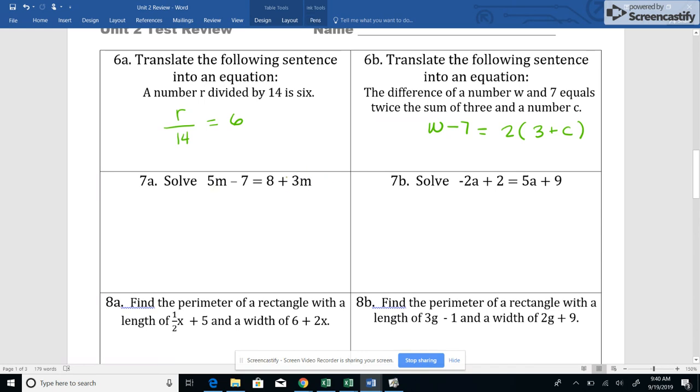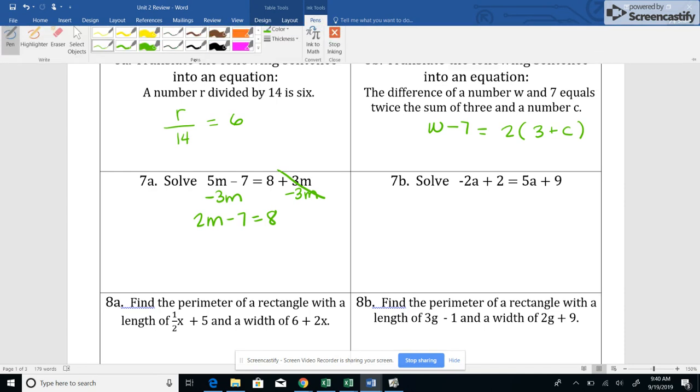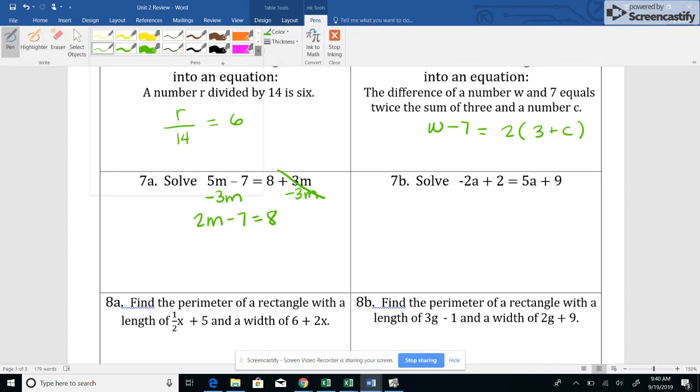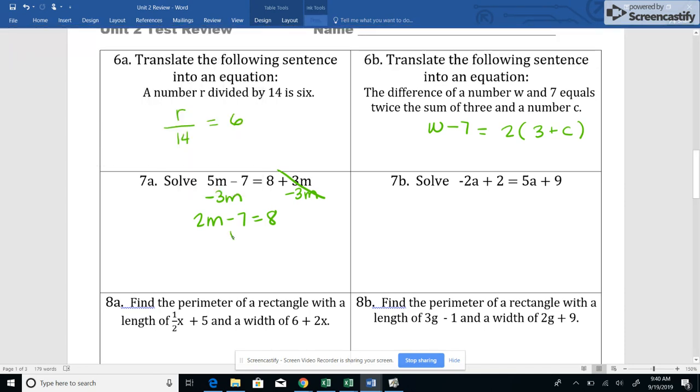So this 3m is positive. That means I need to subtract from both sides. 5m minus 3m is 2m. I see a minus 7, so the inverse of subtracting 7 is, of course, adding 7.